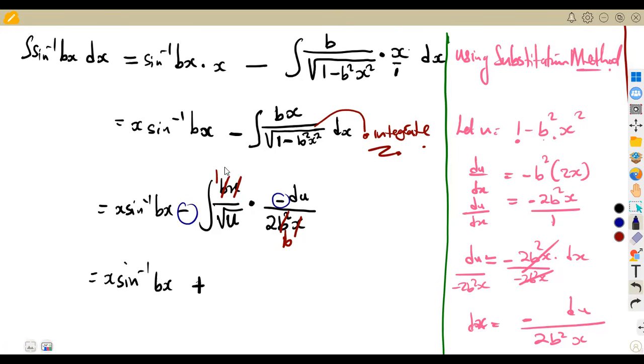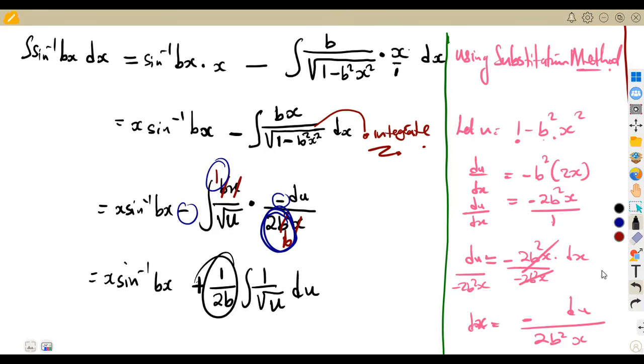So you're going to remain with 1 over 2b. Remember, this is a constant, so we take that out of the integral. So it's 1 over 2b like this, times the integral of 1 over the square root of u. This is what is remaining inside our integral. 2b is a constant, just like a 4, just like 1 over 5, just like 1 over 7. You take it out of the integral. So this is the one that you're supposed to integrate.